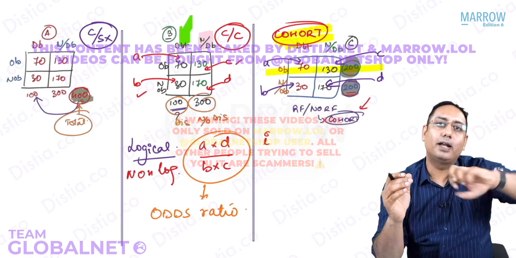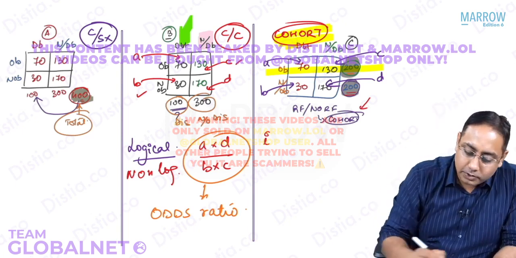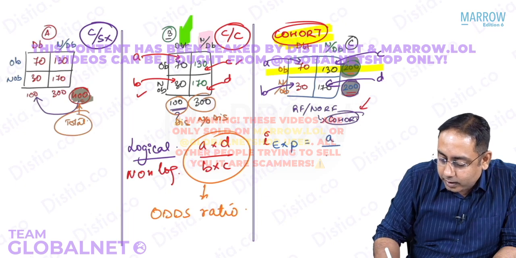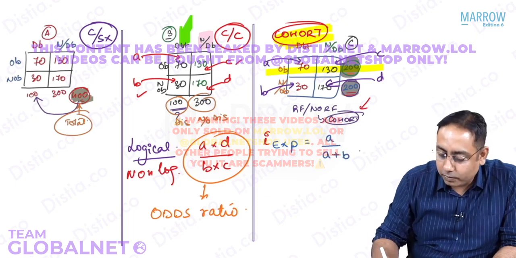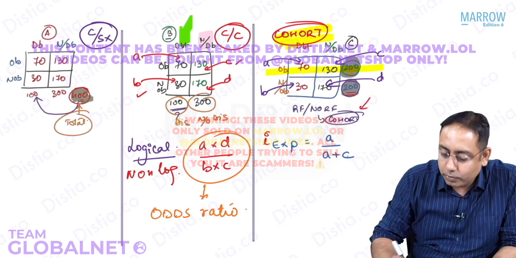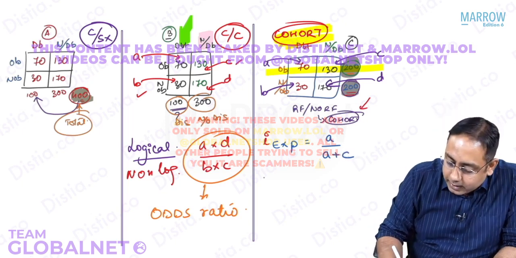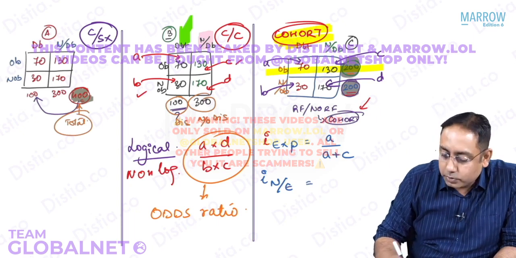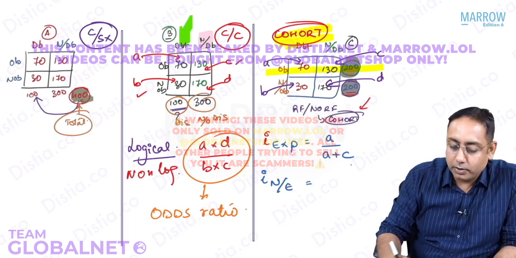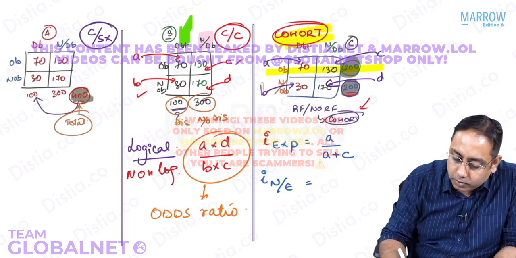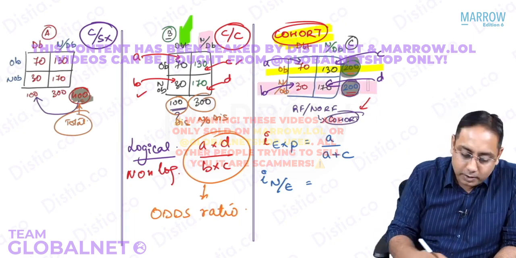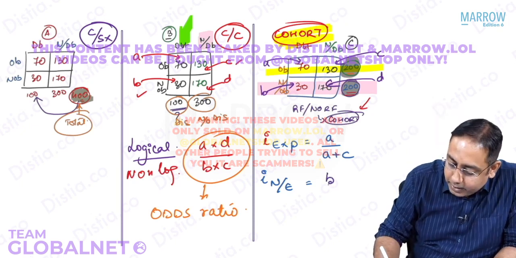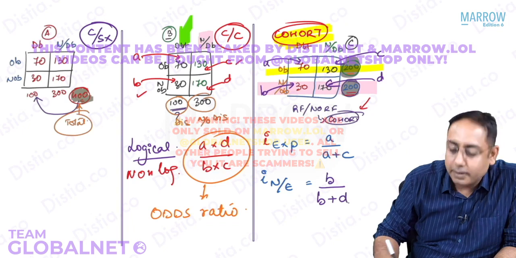Out of them, how many people had disease? That is the number A. So that is the incidence in the exposed group. Can I write it as A over A plus B? A over A plus C, not B. A over A plus C. Can I say what is the incidence in the non-exposed group? Which one is the non-exposed? The non-exposed is the lower one. In the non-exposed group, what is the incidence of disease? Can I say that it is B over B plus D?